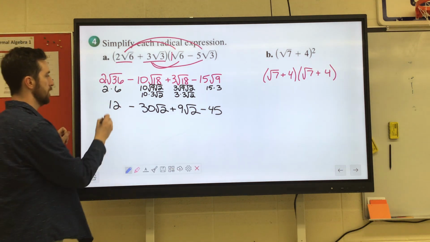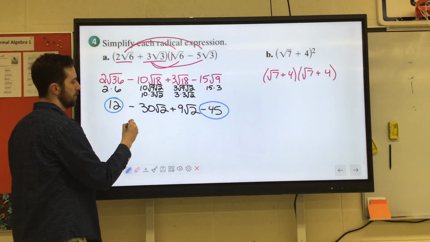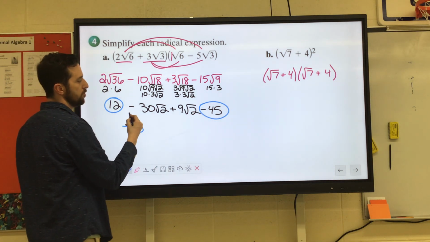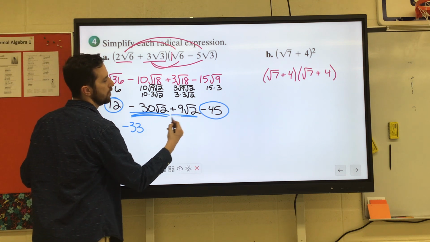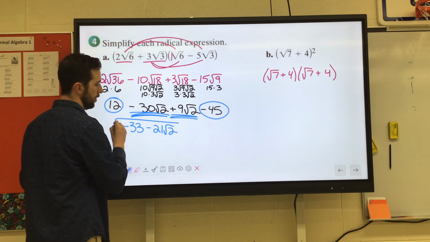All right, so I could do 12 minus 45. It would be negative 33. And then these are both root 2. Negative 30 root 2 plus 9 root 2 is negative 21 root 2.